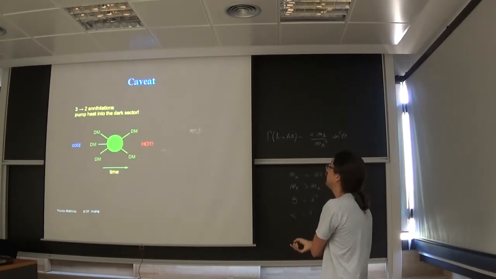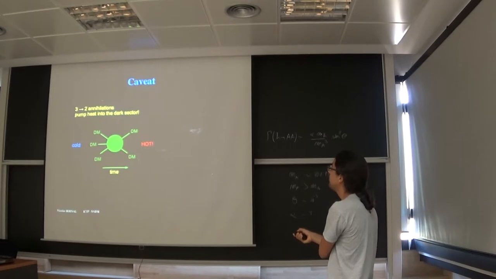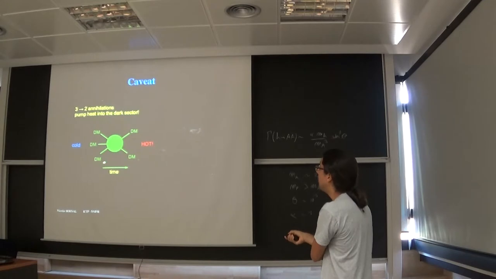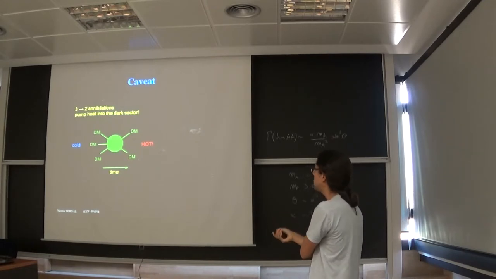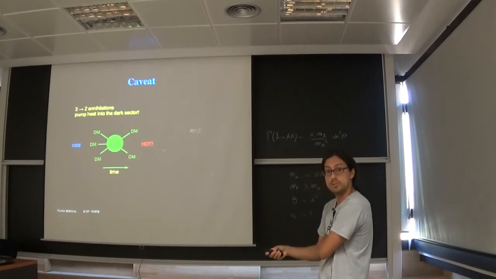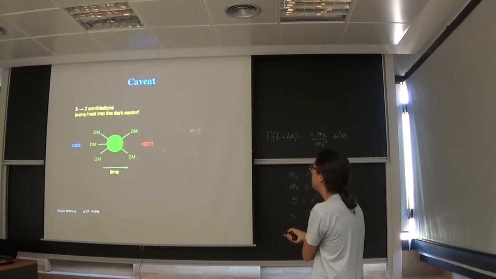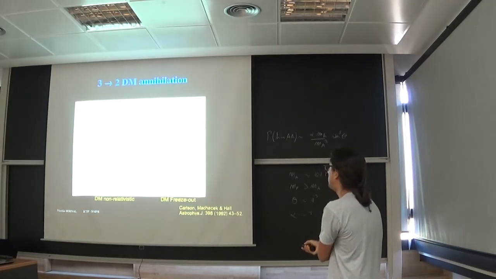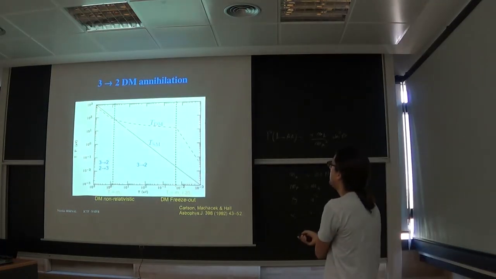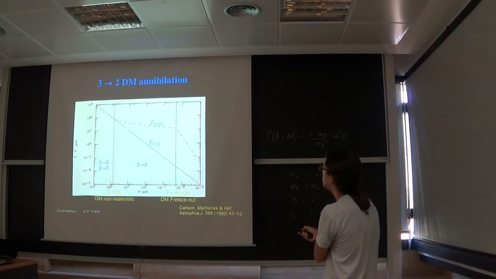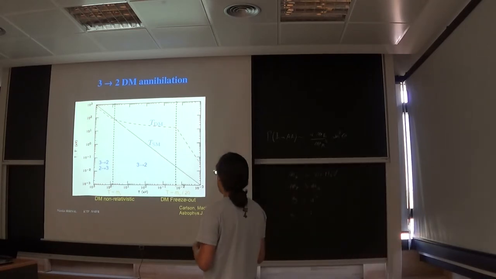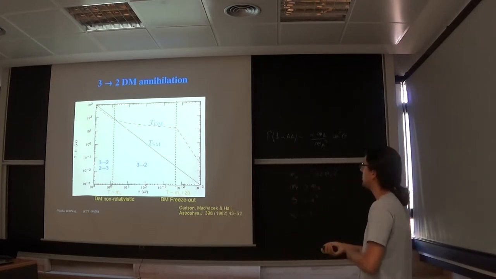Right, that's just one caveat: when you have these 3-2 annihilations, you're pumping heat into the dark sector, basically because we're transforming the mass energy into kinetic energy. So we start with 3 cold particles, and we are generating 2 hot particles. And this has been studied in the early 90s, and here I show you a plot of the temperature of the standard model and the temperature of the dark sector as a function of time, or as a function of the inverse of the temperature of the standard model.